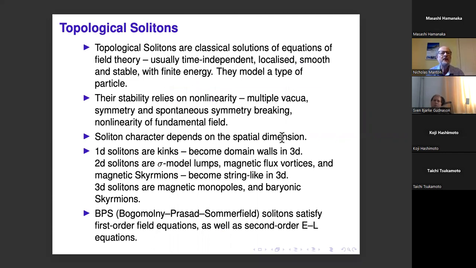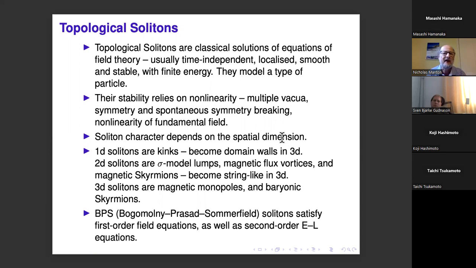So more generally, these topological solitons are classical solutions of the equations of a field theory. Usually a relativistic field theory, sometimes not, because there are condensed matter applications of solitons, as well as particle physics applications and applications in cosmology. They're usually time independent, at least initially. The basic solitons are time independent solutions. They are localized in space. That's what makes them particle-like, but they're smooth and stable.